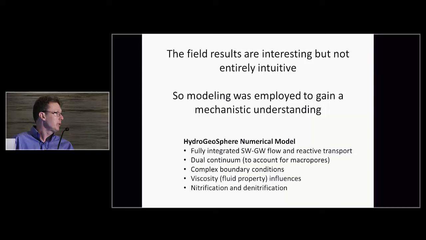So we thought, okay, to really get a mechanistic understanding of what's happening, we'll use a model. So we used the fully integrated reactive transport model that has dual continuum or preferential flow and transport considerations. We invoked some pretty complex boundary conditions. We incorporated the viscosity influences from the manure on flow and transport. And we incorporated nitrification and denitrification.